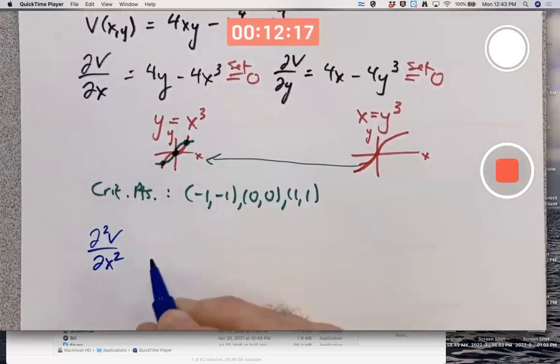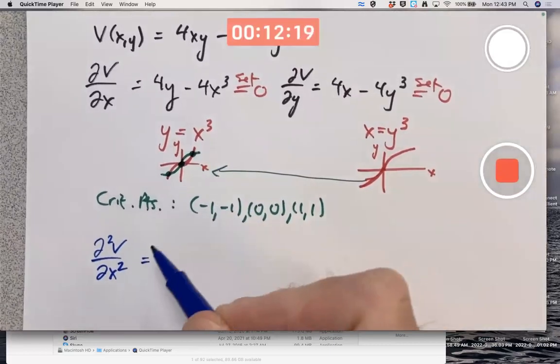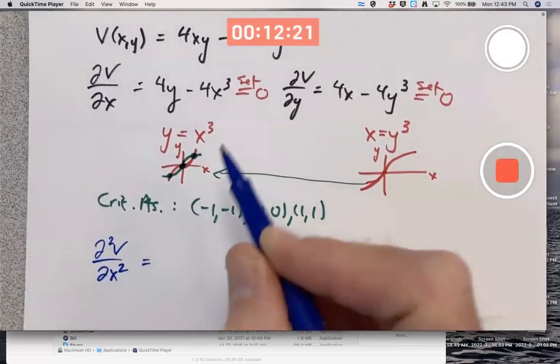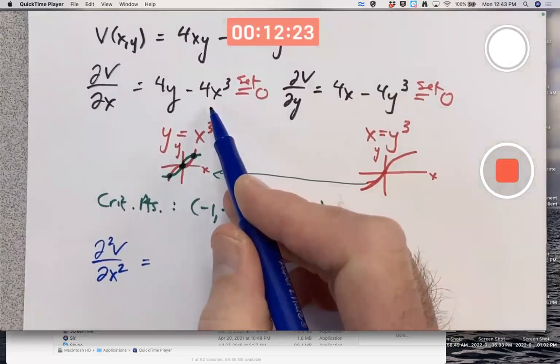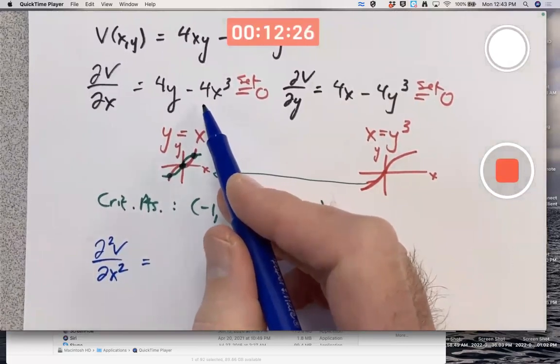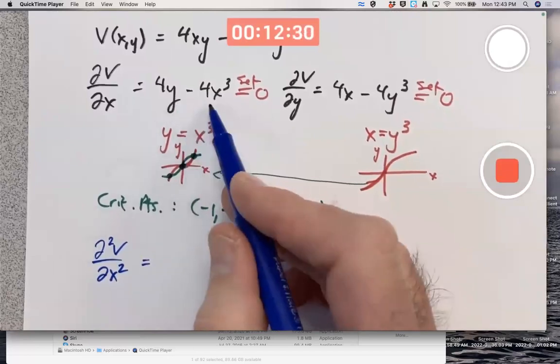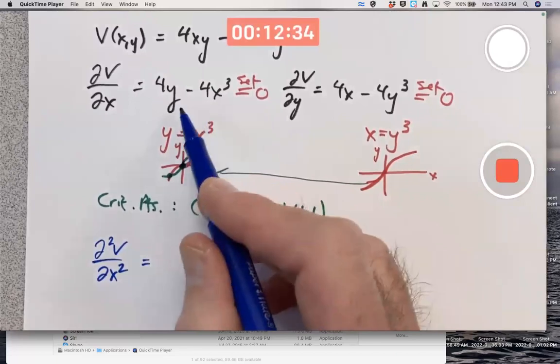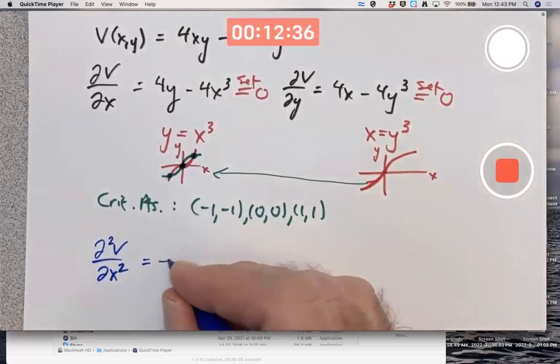What do you get? Well, the derivative of v with respect to x twice is going to be the derivative of v with respect to x, and then differentiate that with respect to x. Again, treat the y as a constant. Going to get negative 12x squared, right? That's going to differentiate to 0. Negative 12x squared.